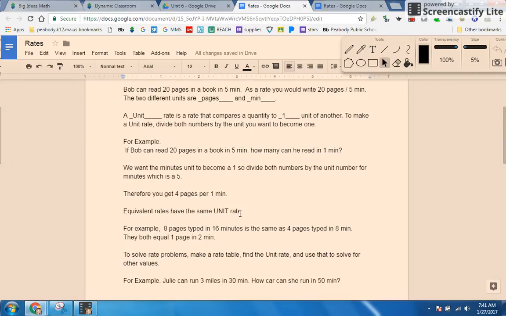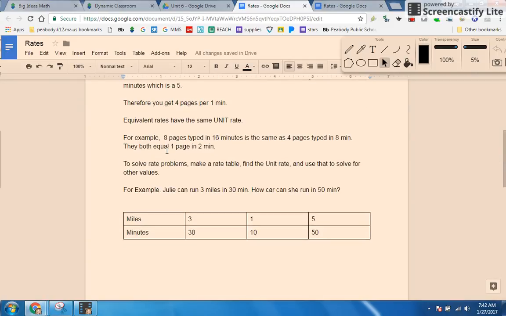Equivalent rates have the same unit rate. We just said that a unit rate is when one of the numbers is a 1. So if you look at this example, 8 pages typed in 16 minutes means the same exact thing as typing 4 pages in 8 minutes, because if you simplified it and divided them both by the smaller number, they're both going to equal 1 page in 2 minutes. So if they have the same unit rate when you simplify them, which means you're dividing them both by the smaller number, then they are equivalent rates.